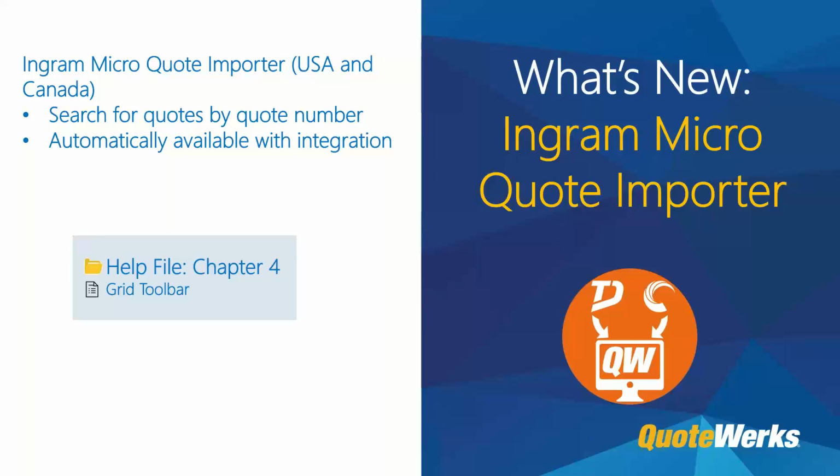Ingram Micro, USA and Canada, very, very simple to use. You do need to set this up in Ingram Micro as well. There are some instructions in the help file for this. But once you have it set up, you'll be able to search for quotes by the quote number, and you'll also be able to see a list of the last, I think it's 40 quotes from the last 45 days in your account, and you can pull those in also. Again, very easy to use. Once you find the quote, it's an automatic import directly into QuoteWerks.